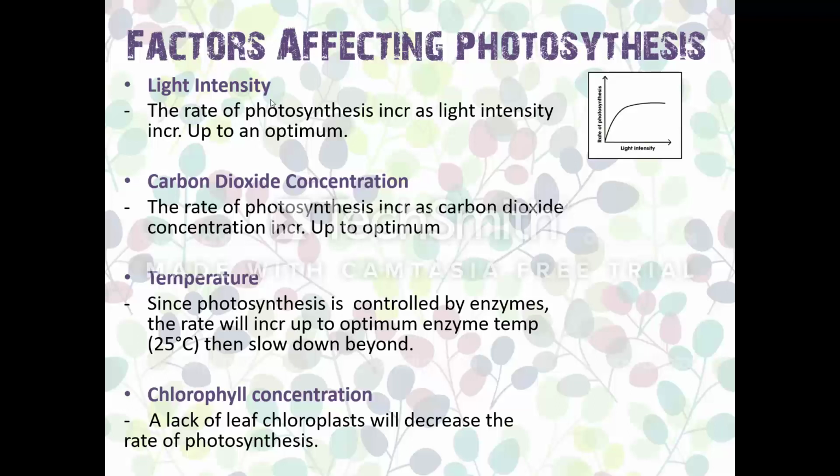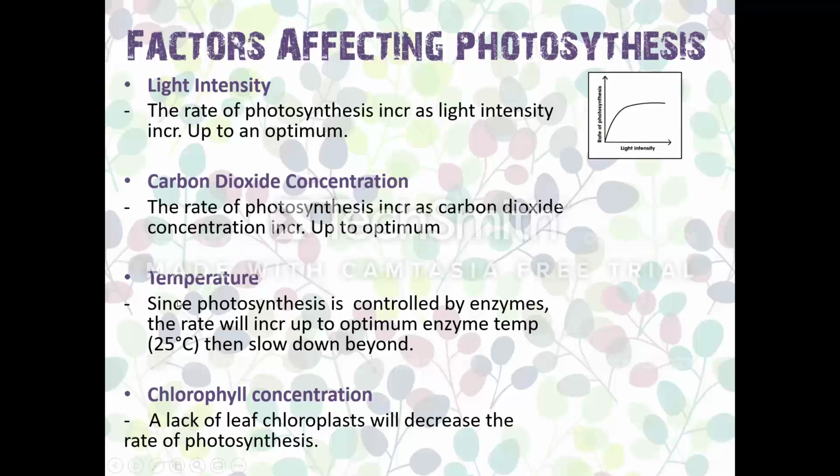All right. The second factor is the concentration of carbon dioxide. So this one's kind of obvious. If carbon dioxide is necessary for photosynthesis to take place, then more carbon dioxide would mean more photosynthesis. Okay, so in an area where the plant is exposed to more carbon dioxide, the rate of photosynthesis is going to be better.